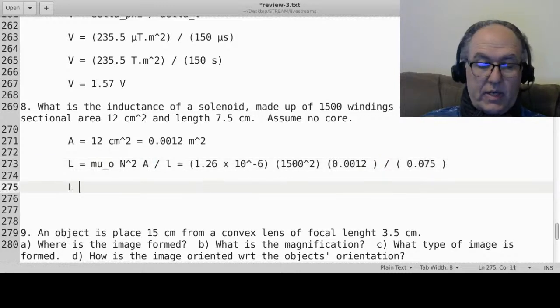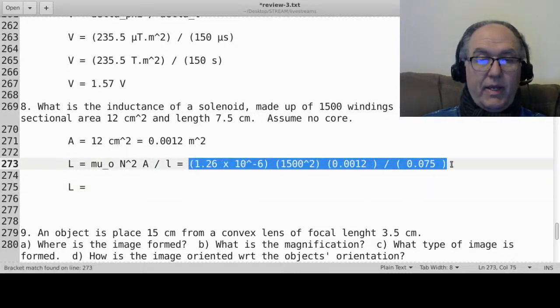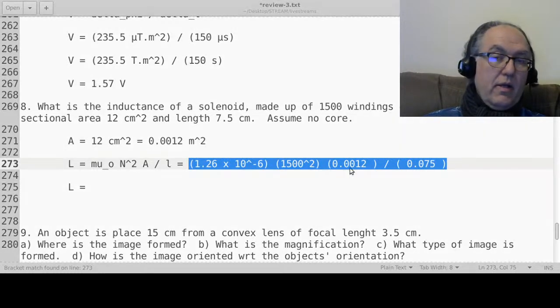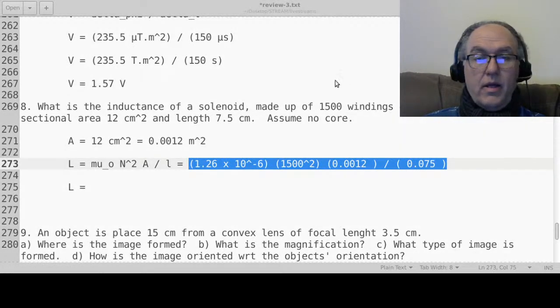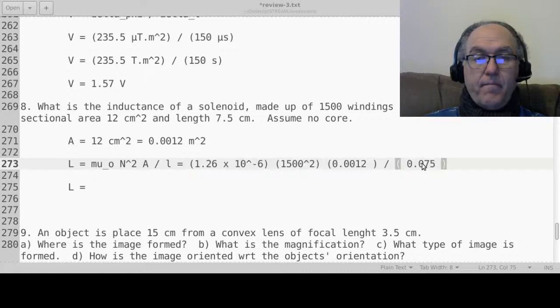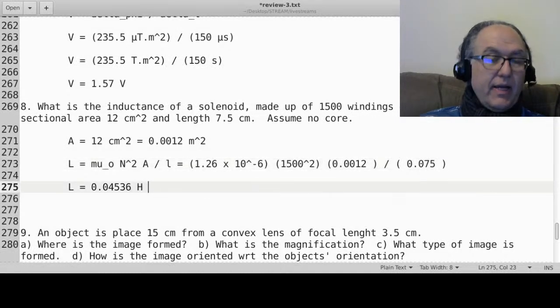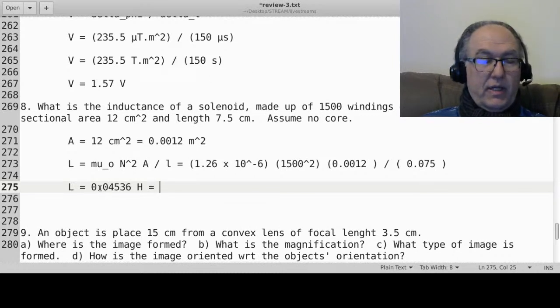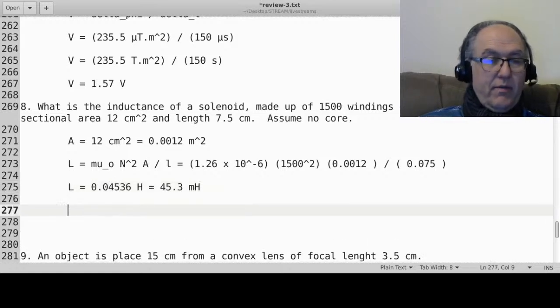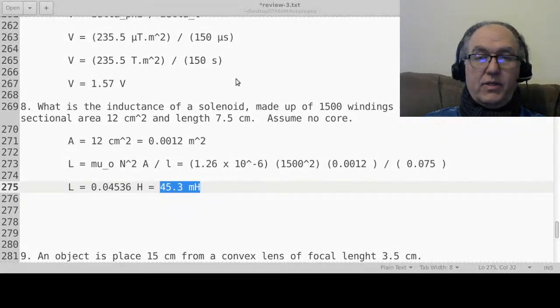So L is going to equal, let me do this on my calculator. And I get this. Now that's coming out in MKS units, so that's henries. And I would move the decimal over 3 to the right to give you millihenries. So 1, 2, 3. So we get 45.3 millihenries. Okay, so there's your answer.